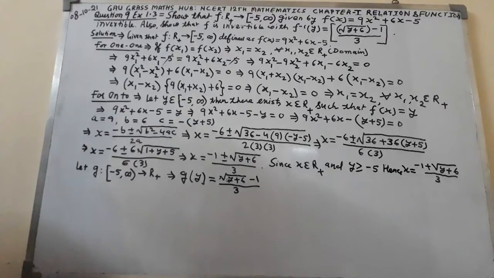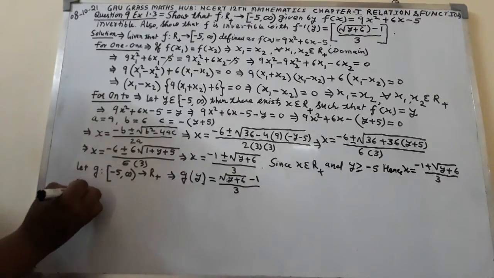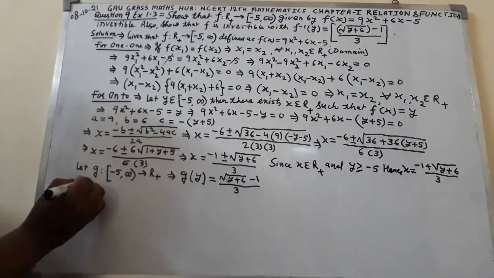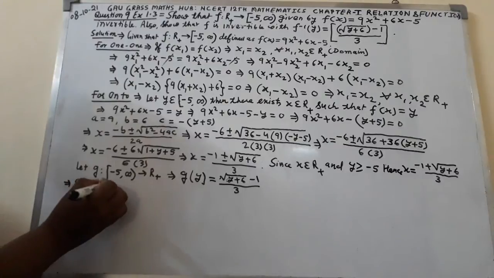Now what we'll do next? Next I shall find g of f, gof. So here I shall write implied that g of f equal to g of f.